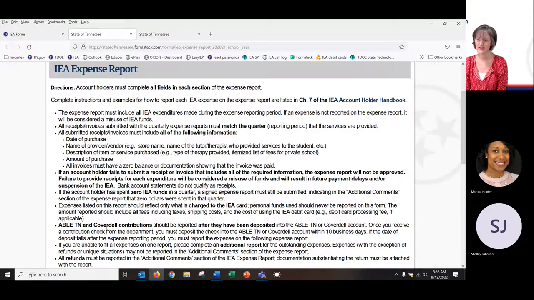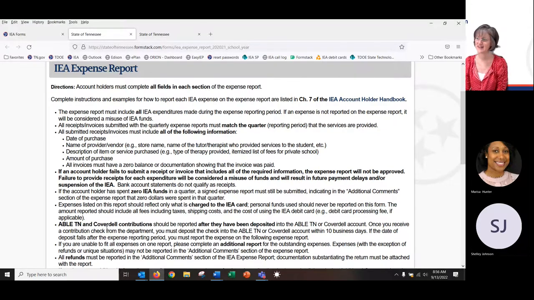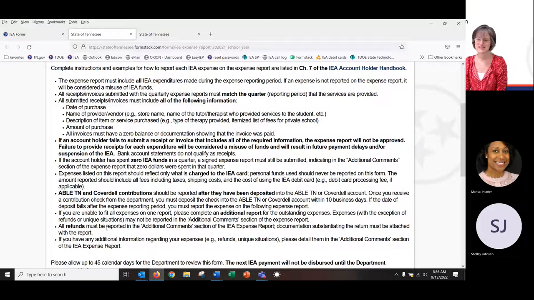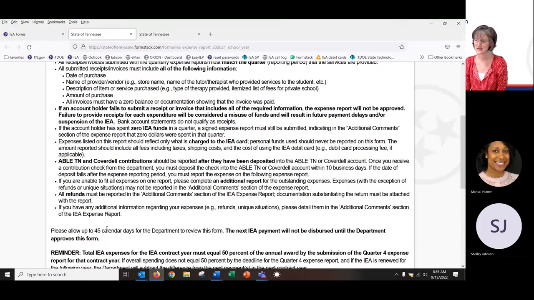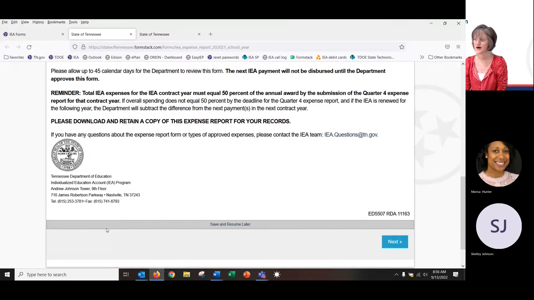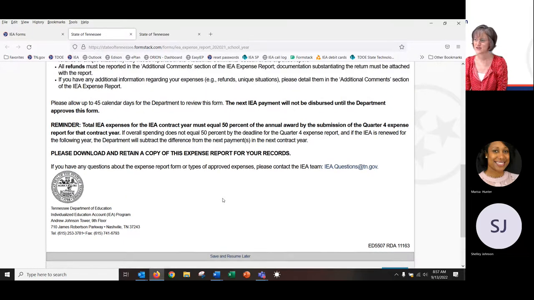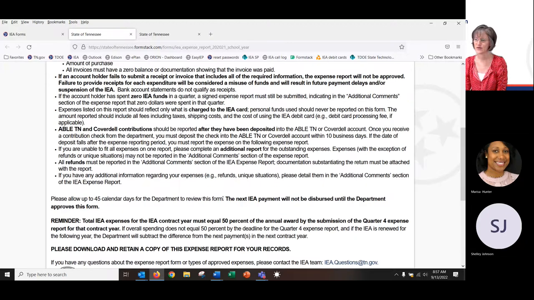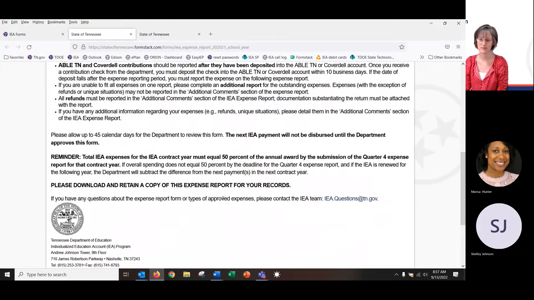If you are new to the program, or even if you've been doing this for a while, it's probably a good idea for this first expense report to refresh your memory about all of the things that you should and should not be doing with your expense reporting. If you go down to the bottom of that screen, it tells us to click next to get started. Before you get started, I think it's probably a good idea to go ahead and collect all of your receipts from that previous quarter and have those in front of you and ready to go before you start even entering anything for that expense report.